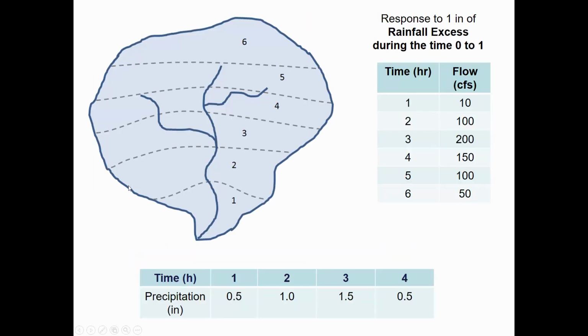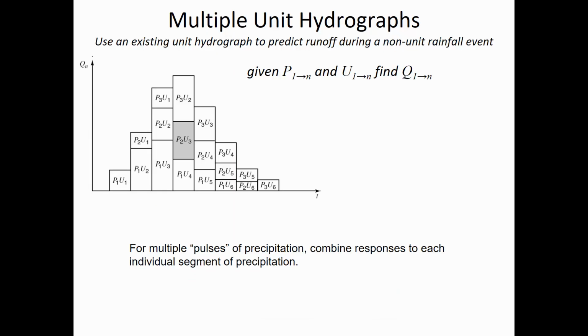So what we're going to take a look at in this example that we'll go through together is, for this watershed and this unit hydrograph, what if it was raining for 4 different hours? We're going to go through the process of applying a unit hydrograph to a rainfall where there's 4 different time increments of rain. So this is the calculation approach if there's 3 periods of rain.